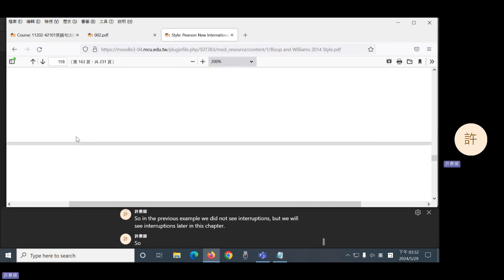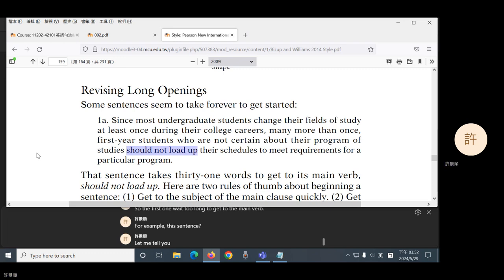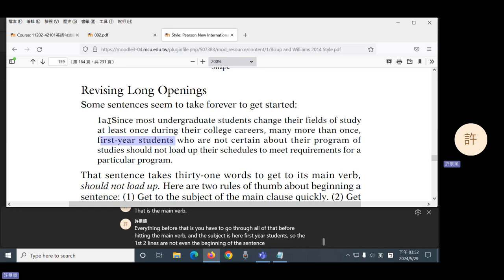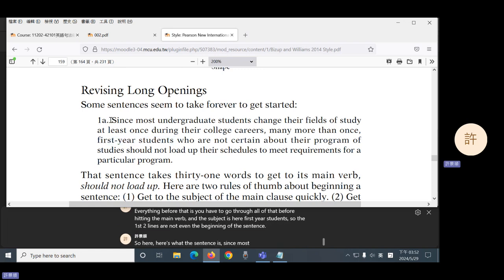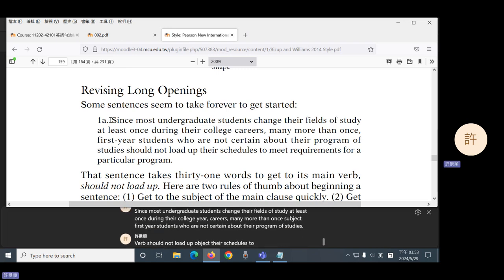So the first one, wait too long to get to the main verb. For example, this sentence. Let me tell you, the main verb is here. That is the main verb. Everything before that, you have to go through all of that before hitting the main verb. And the subject is here, first year students. So the first two lines are not even the beginning of the sentence. So here's what the sentence is. Since most undergraduate students change their fields of study at least once during their college careers, many more than once, subject, first year students who are not certain about their program of studies, verb, should not load up, object, their schedules to meet requirements for a particular program.